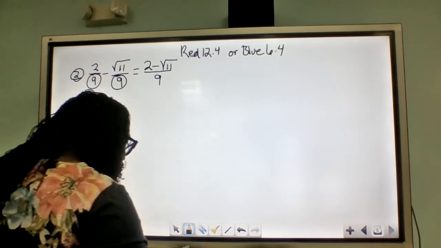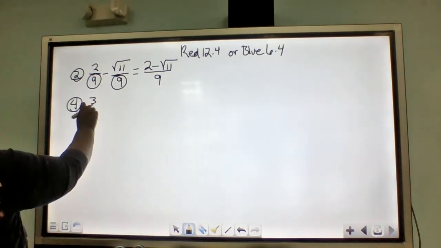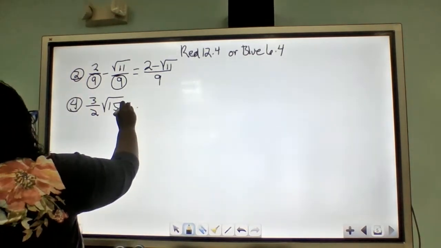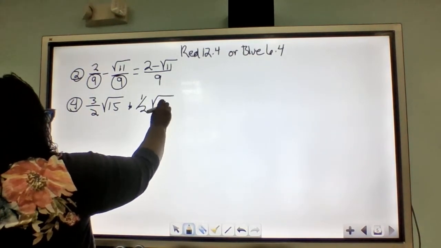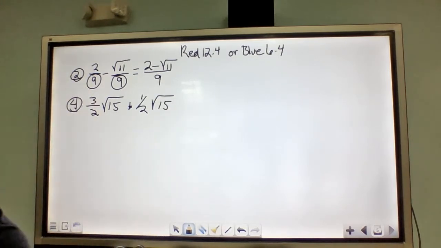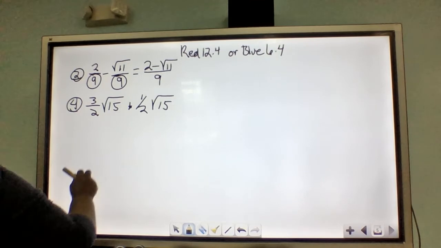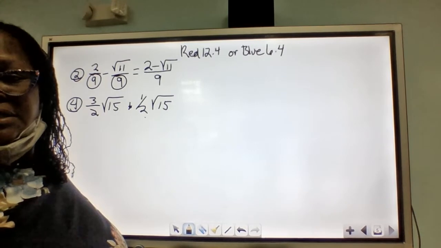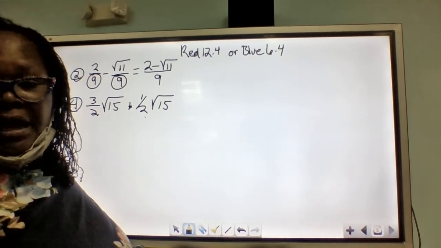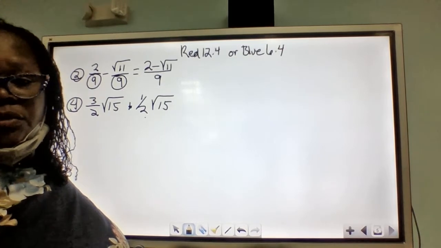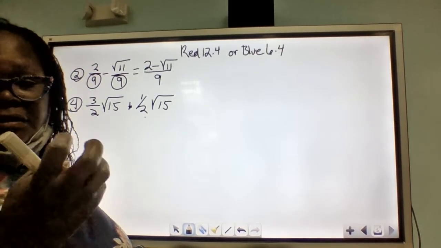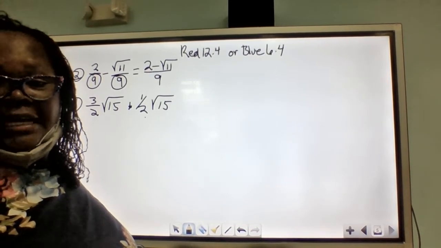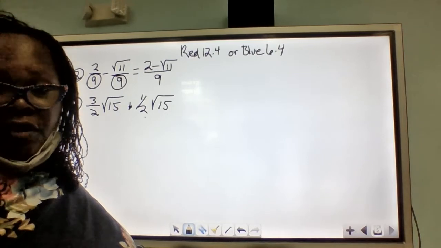On number 4, we have 3/2 square root of 15 plus a half square root of 15. Now, in a case like this, we see that these can be combined because they have similar identities. They both are being multiplied by the square root of 15. So the square root of 15 stays the square root of 15. However, the two fractions can be combined because they are both fractions, okay?